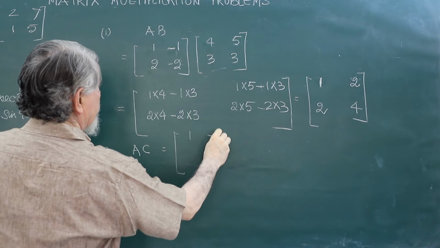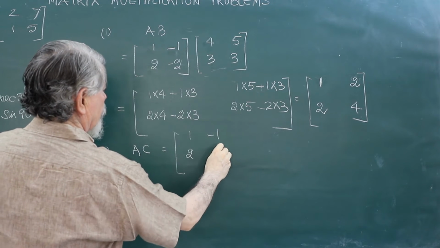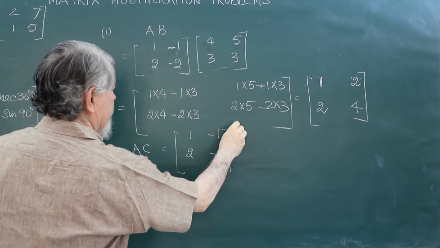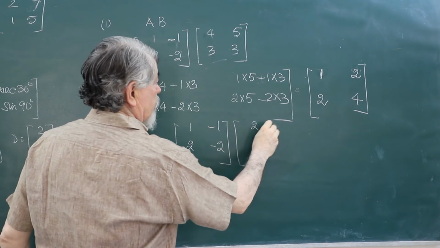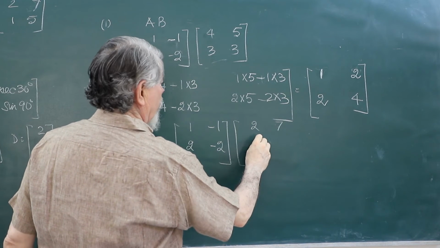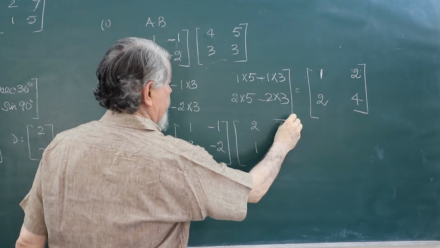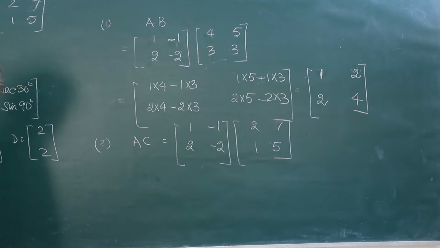1 minus 1, 2 minus 2. And C is 2, 7, 1, 5. Let us multiply them again.